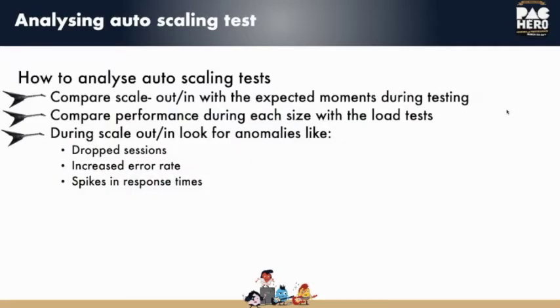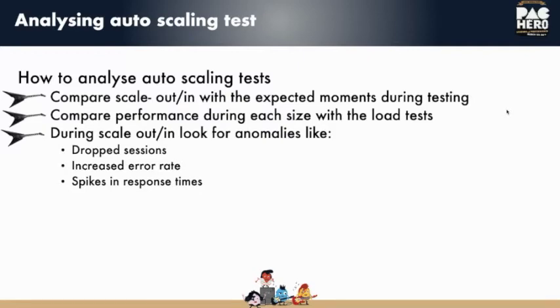If there's a mismatch between those expectations and the metrics in your platform, there's maybe a missing metric on which we can scale up and scale down. So that's interesting to look into. What's causing that we are not scaling up or not scaling down at the moments we expect during the tests? Secondly, you can also compare performance of each size with the load test you did way in the beginning before autoscaling, and look if there's a big difference in performance and what's causing that.